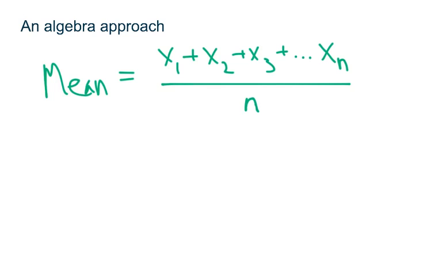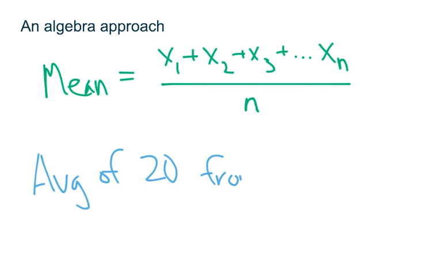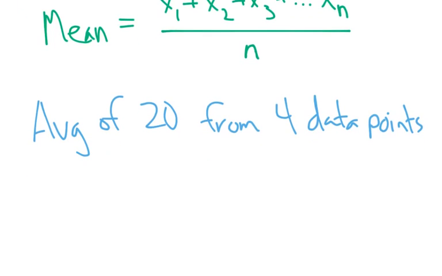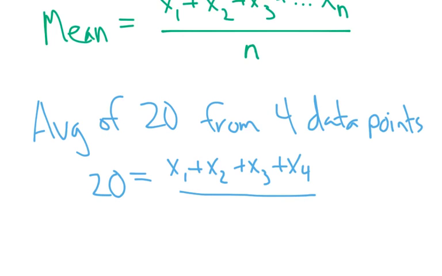Now, believe it or not, we can take this and make it an equation. For example, let's say that we have an average of, let's just say 20, from 4 data points. So algebraically, here's what it would look like. 20 is equal to x sub 1 plus x sub 2 plus x sub 3 plus x sub 4, all divided by 4.